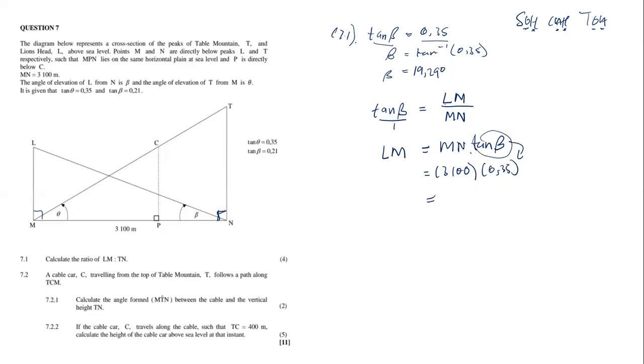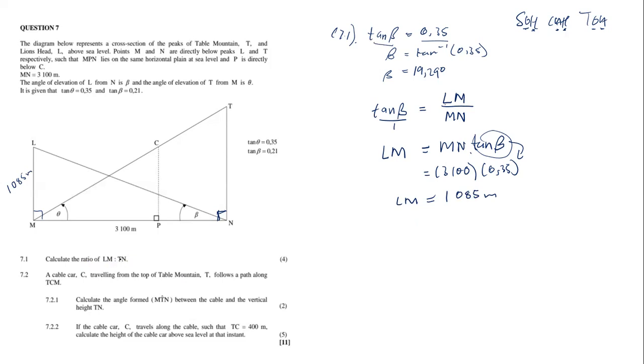And therefore, when I punch this on my calculator, 3,100 times 0.35, this is what we get: 1,085 meters. So this will be the magnitude of LM, this side over here. Let me write it over here: 1,085 meters. Remember, we are looking for the ratio of LM to TN. We needed to calculate this first.